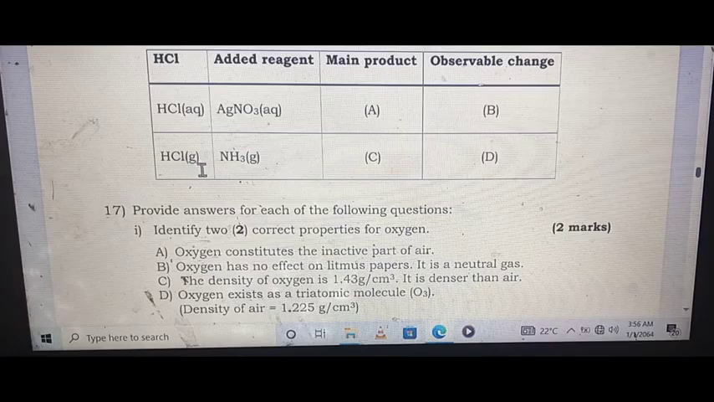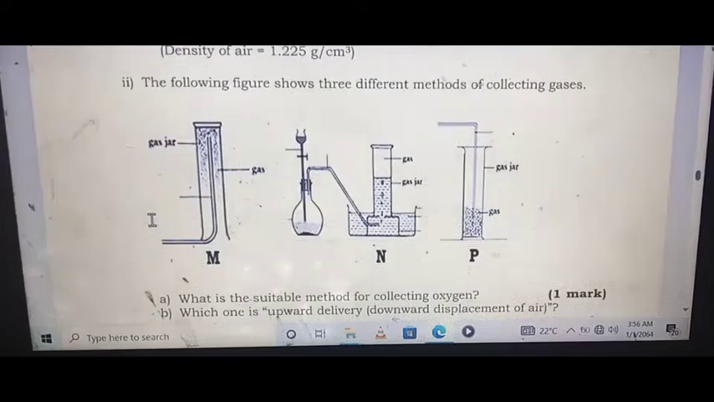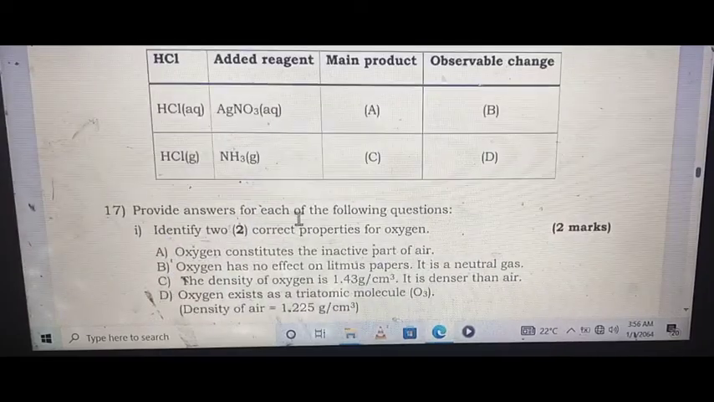Hydrochloric acid reacts with ammonia to form the main product, ammonium chloride, and the observable change is white fumes formed. Question 17. Provide the answer for each of the following questions. I. Identify 2 correct properties for oxygen.